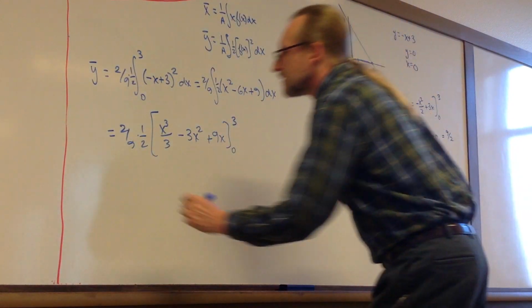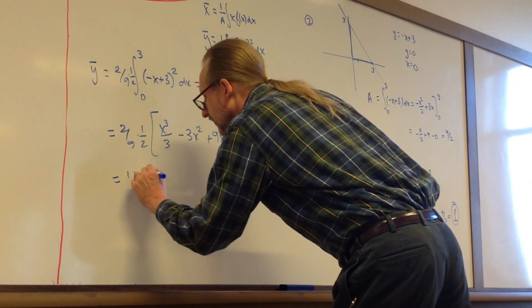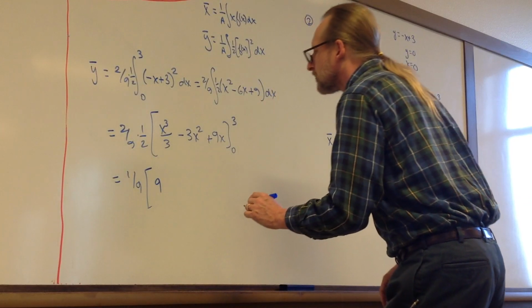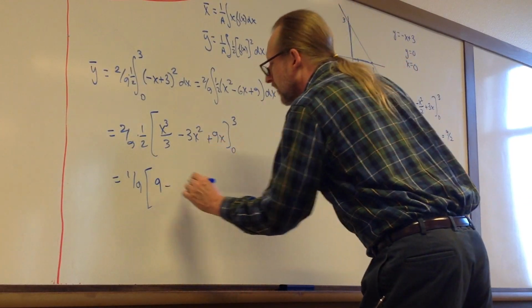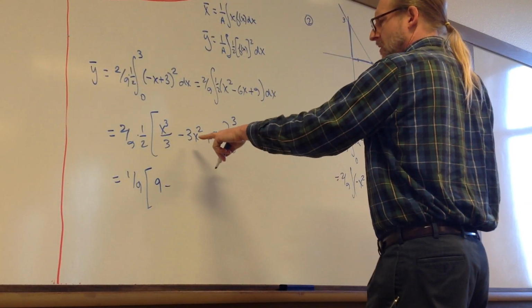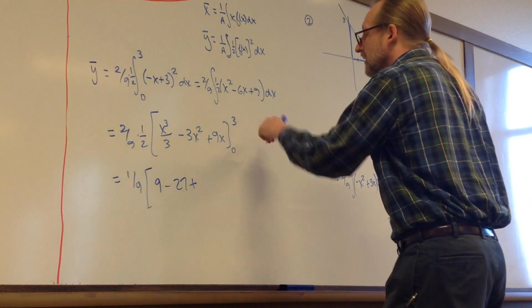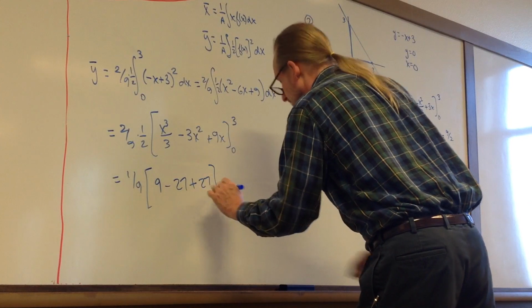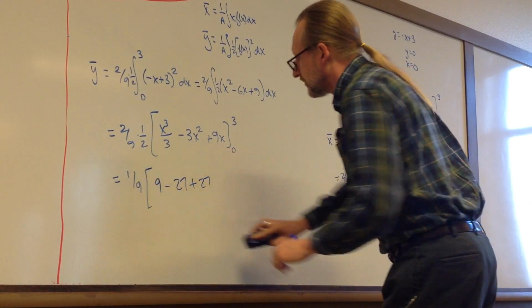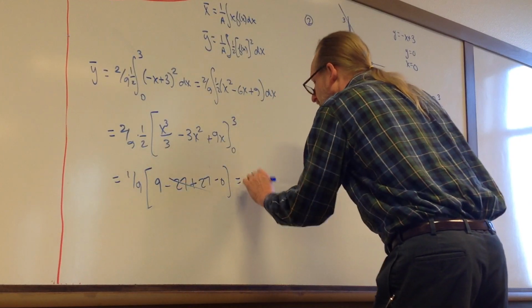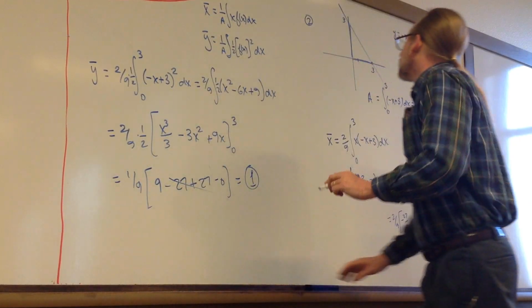Okay, let's try this again. 1/9. This will be 27 over 3. Then minus 3 times 9, which is 27, and then plus 9 times 3, which is also 27, and then we've got the minus 0 on the end there. Those cancel out. 9 times 1/9 is equal to 1.